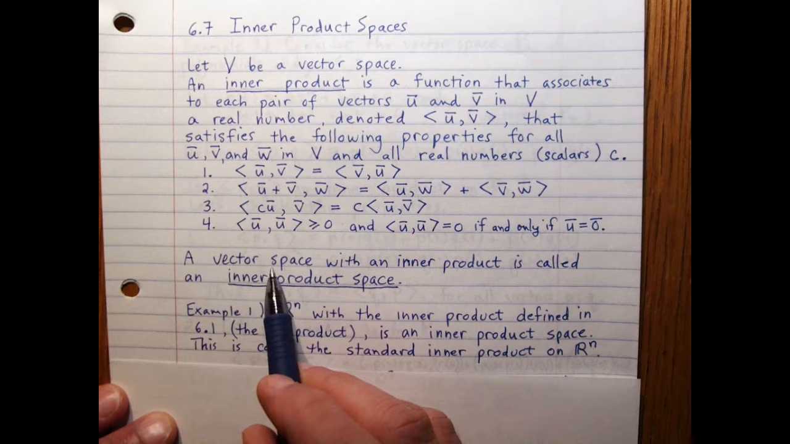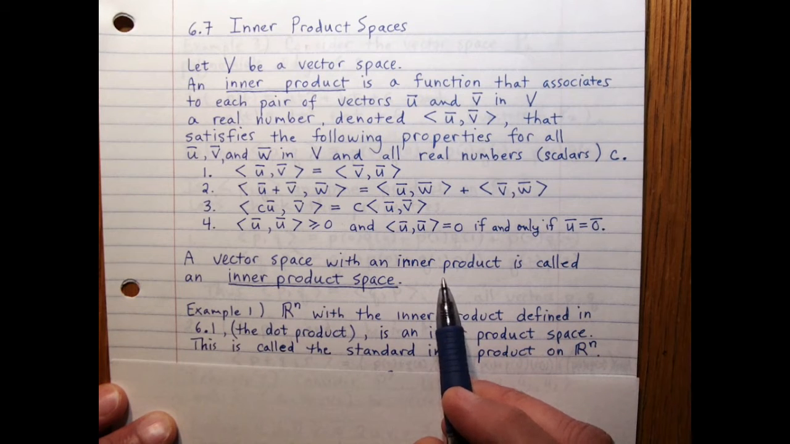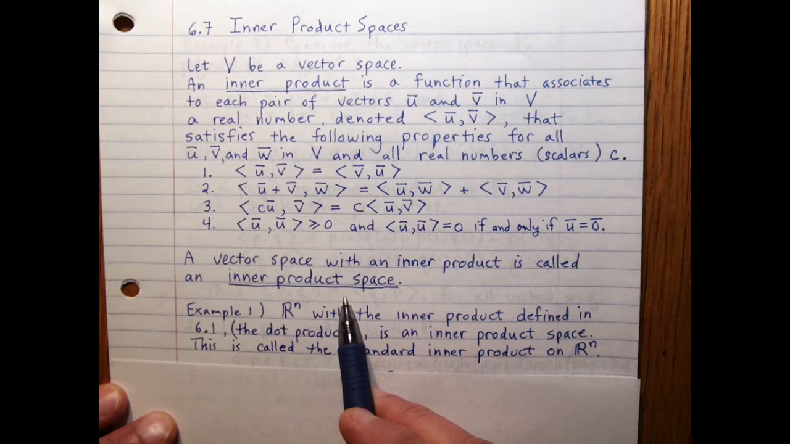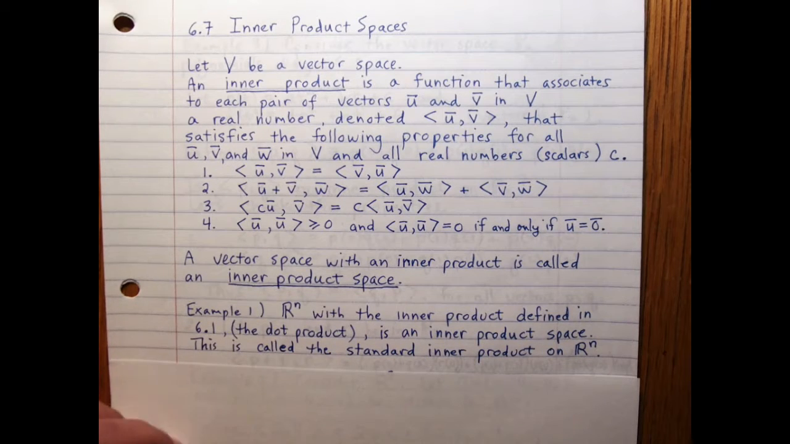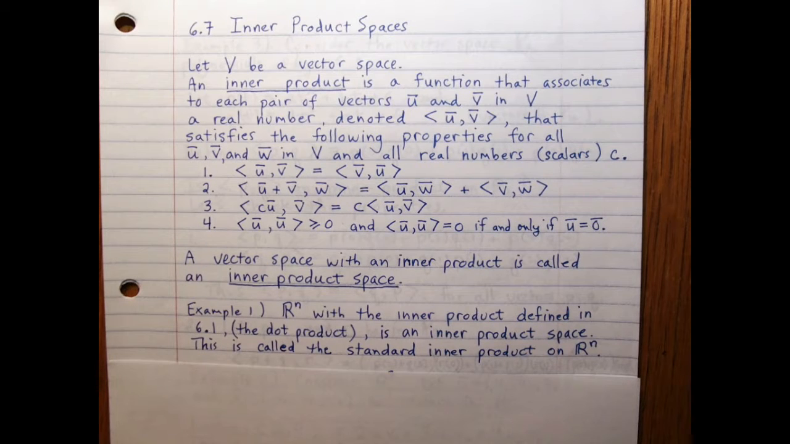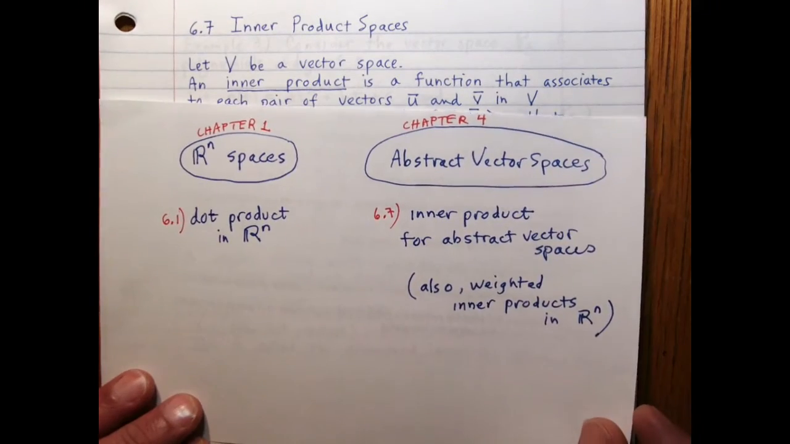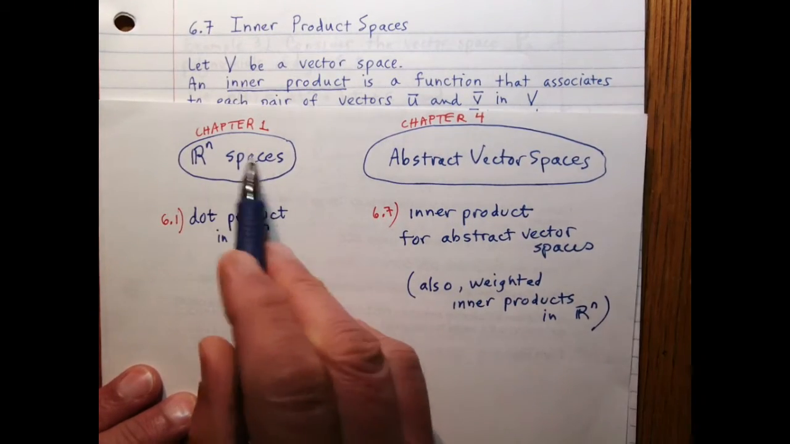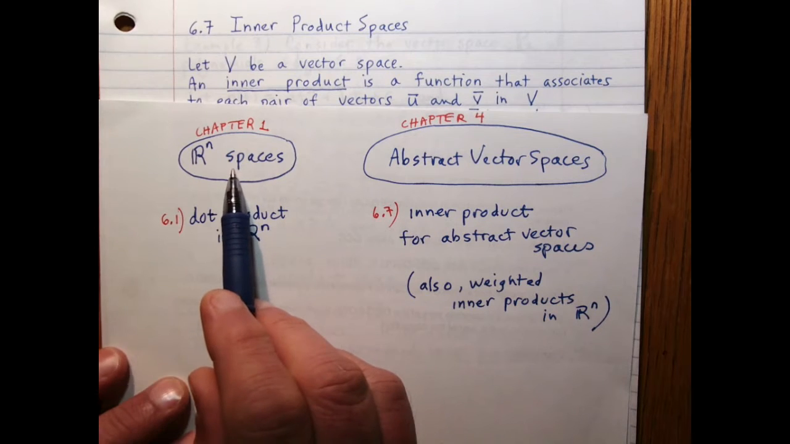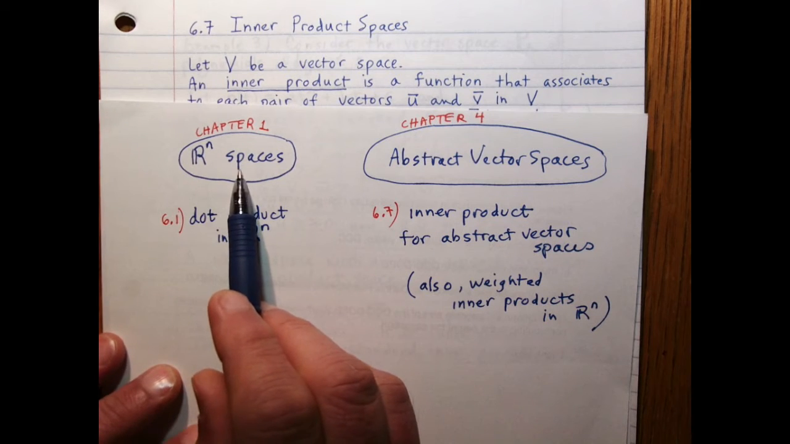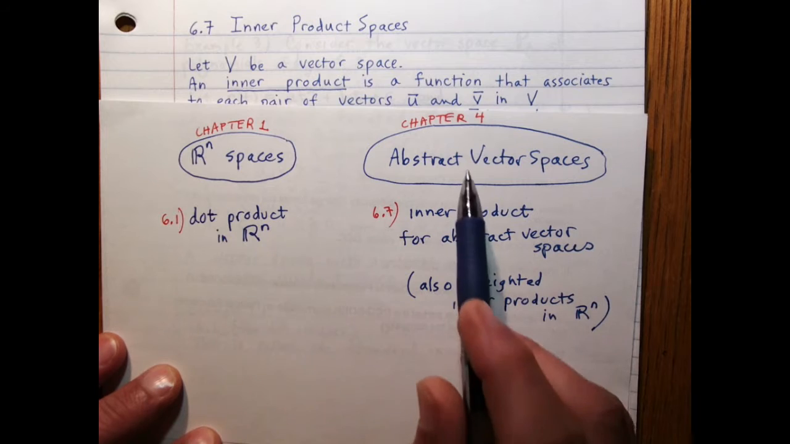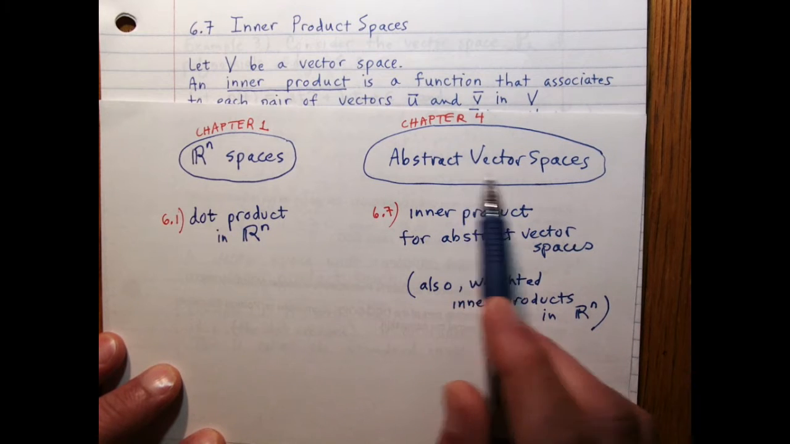So when you have a vector space with an inner product, we call that vector space an inner product space. So you kind of want to think analogously to dot product, even though it's not exactly the same as dot product. In fact, I wrote this little note here that we can talk about. In chapter 1, we talked about Rn spaces. They're the most famous kind of vector space. In chapter 4, we introduced abstract vector spaces.